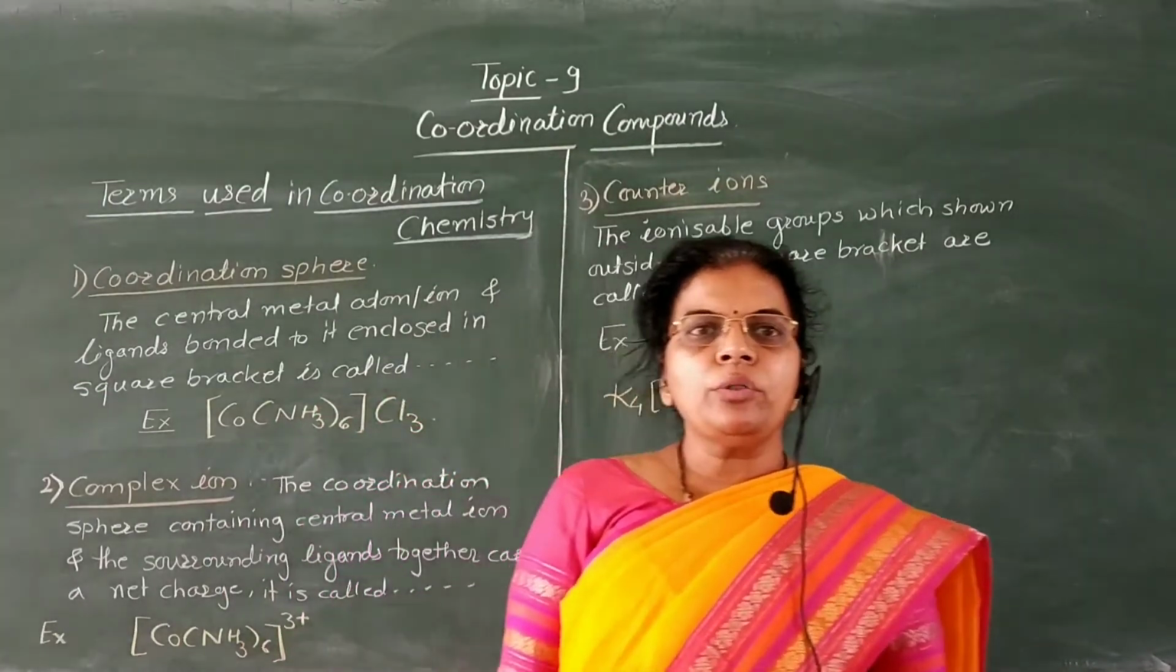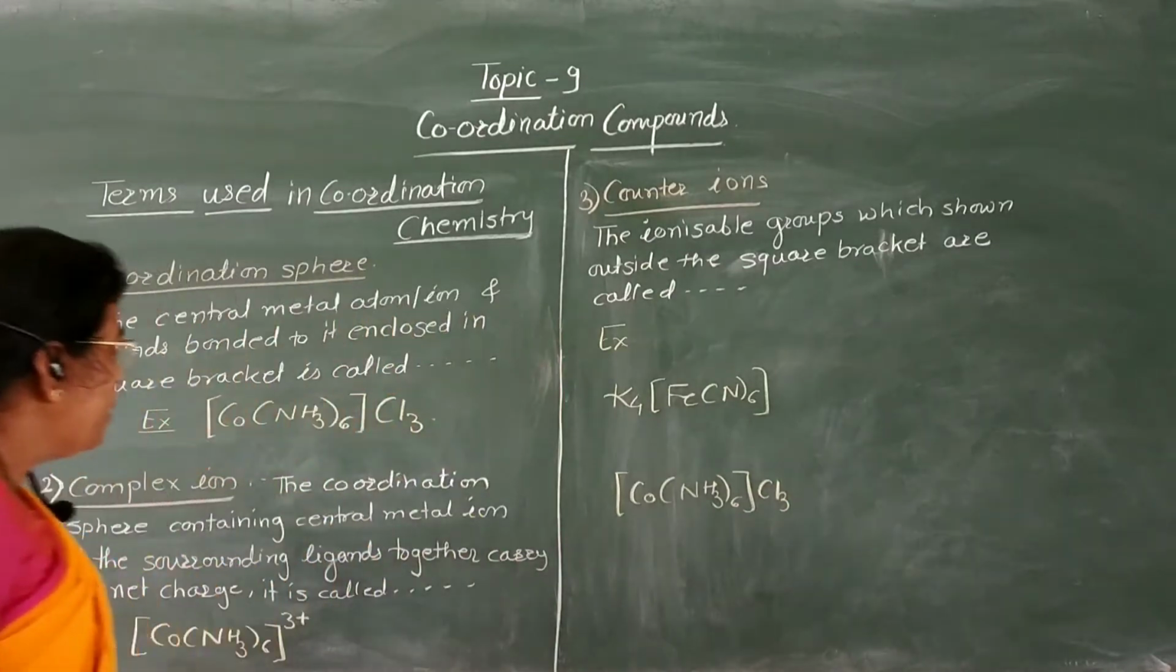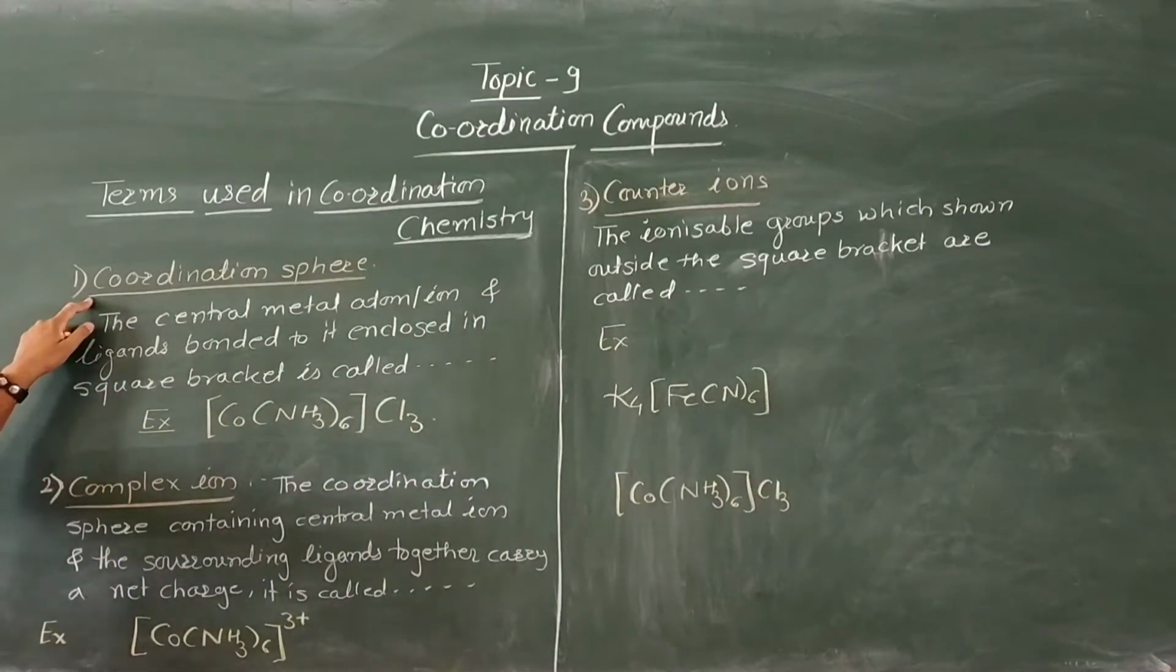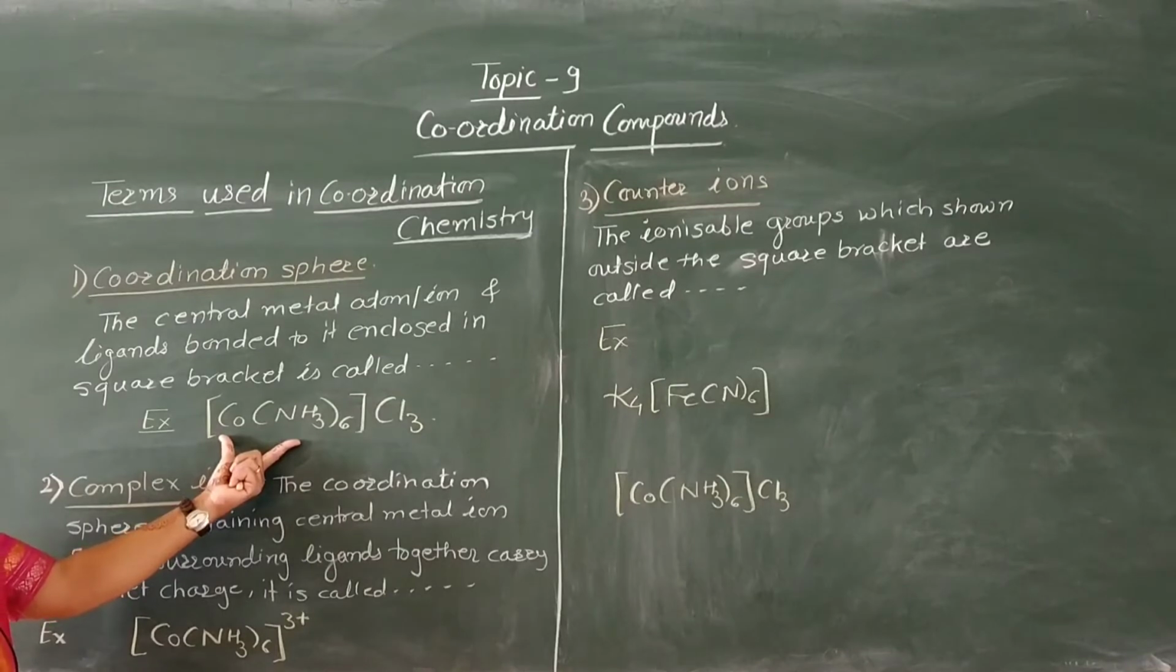Next point we are going to see terms used in coordination chemistry. Now here the first term is coordination sphere. Now what is meant by coordination sphere? By using this example we can explain what is coordination sphere.